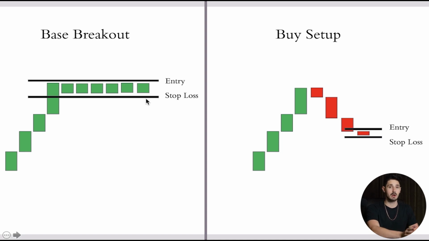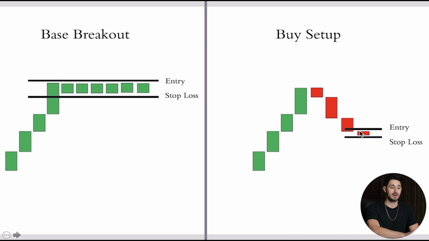For the base breakout, our stop loss is going to go directly below the base. So if you're playing a base breakout, just know always place your stop loss below the base. The entry is going to be above the base. Super simple: entry above the base, stop loss below the base. Meaning if price hits your entry and then drops to your stop loss, you exit at this price below the base.